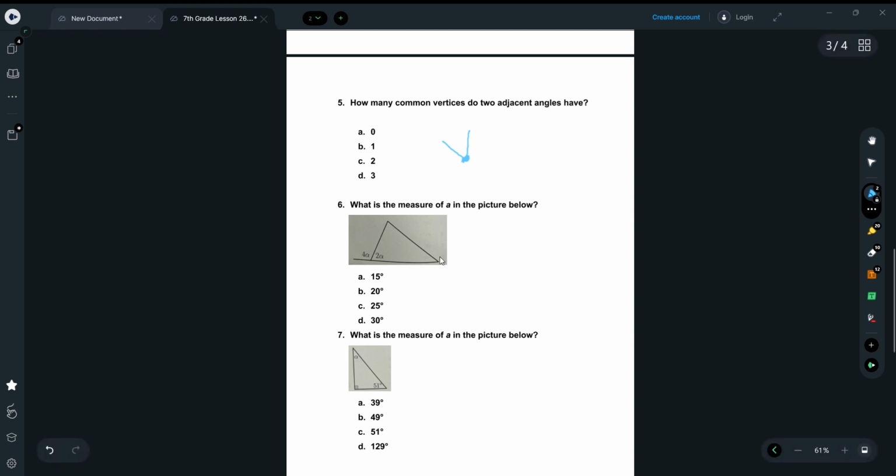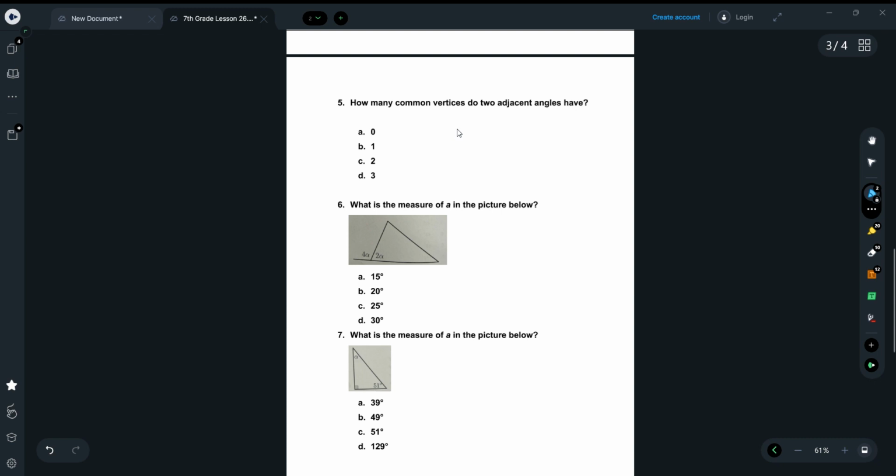So in this triangle, there are three vertices right there. Now let's see. How many common vertices do two adjacent angles have?